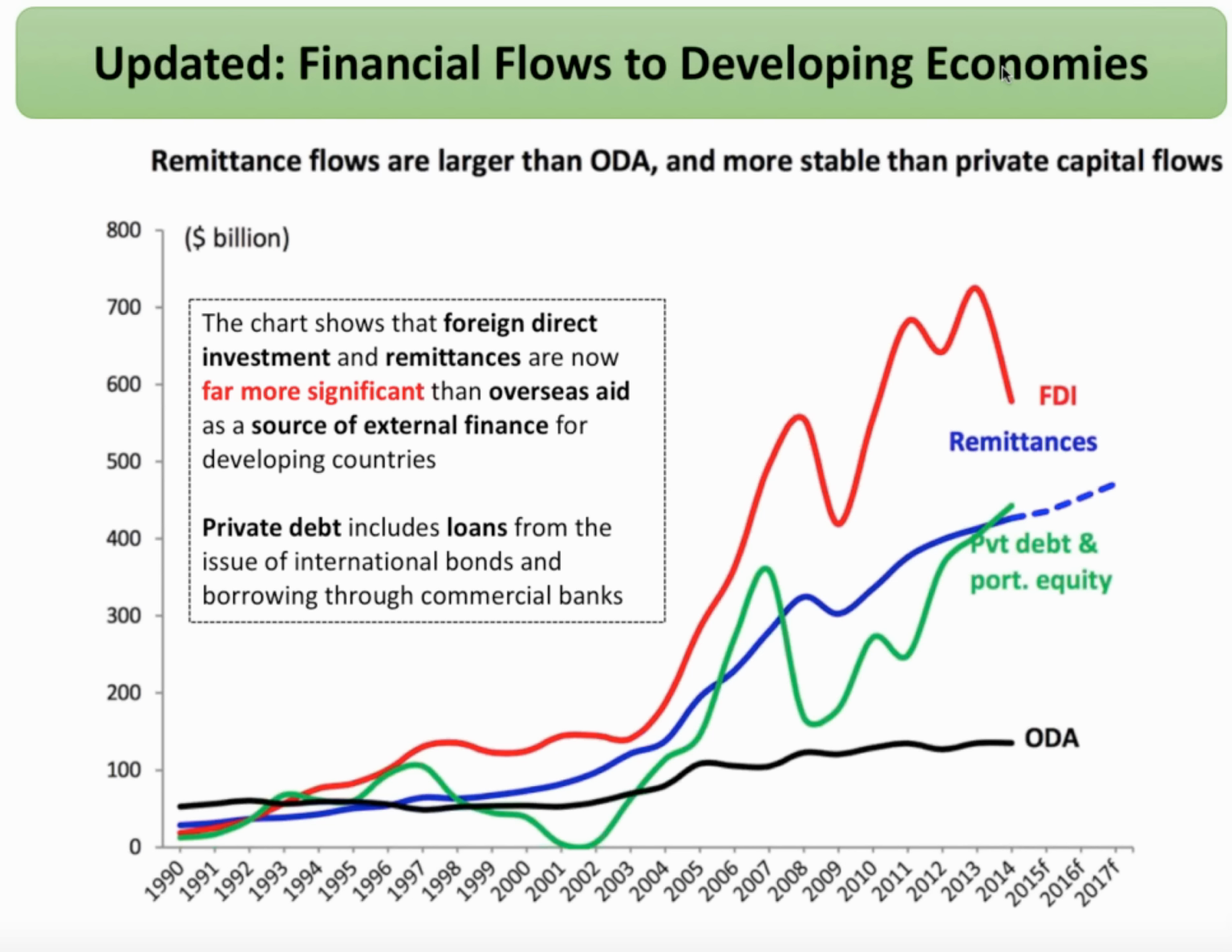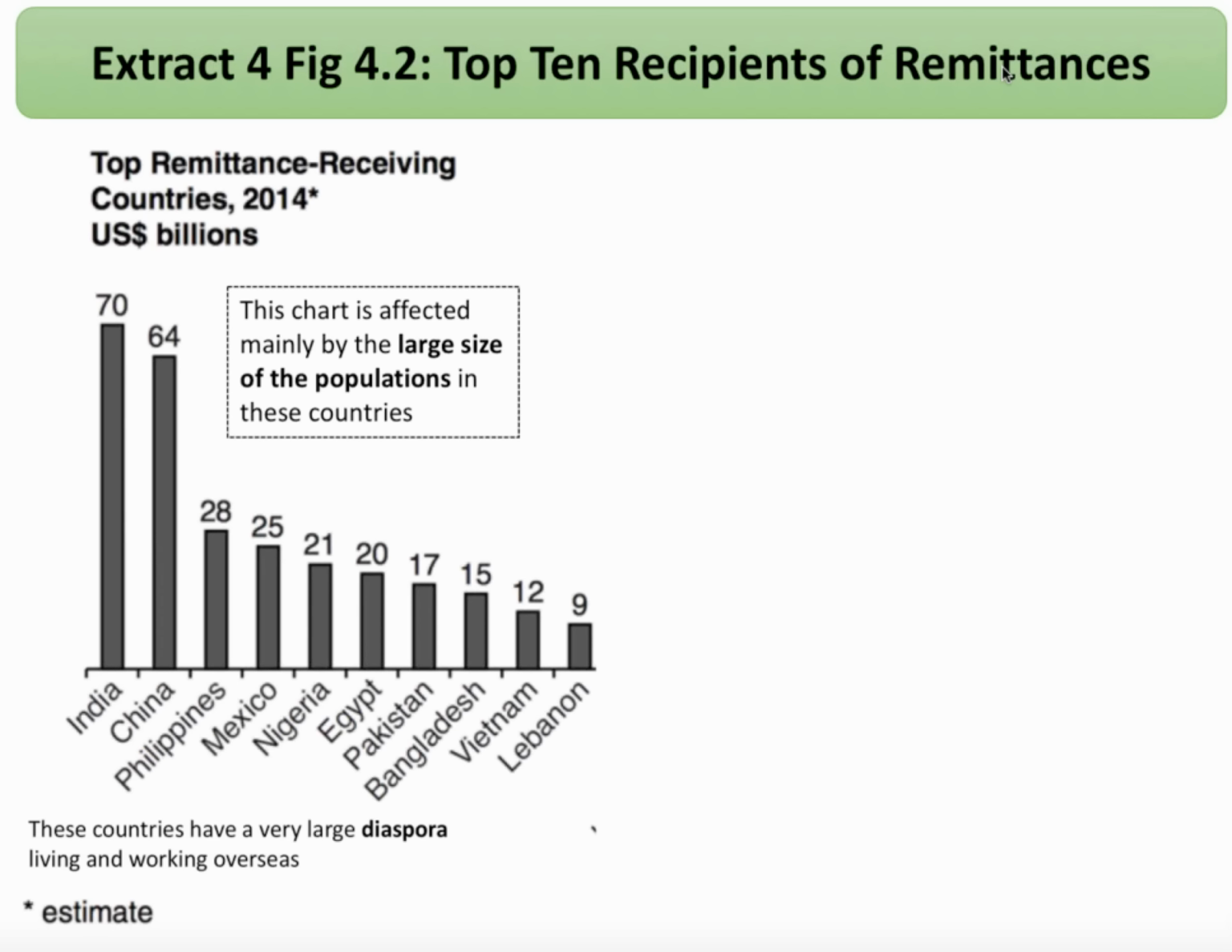Now, figure 4.2 in the extract is quite important. And again, in the exam, you have to use the data you're given to score some application marks and bring it into your answers. The left-hand chart just shows the size of remittances for some pretty big countries. Size isn't necessarily everything, but India has $70 billion worth of money coming in from remittances in 2014, then China, and quite a big drop to the likes of the Philippines and Mexico.